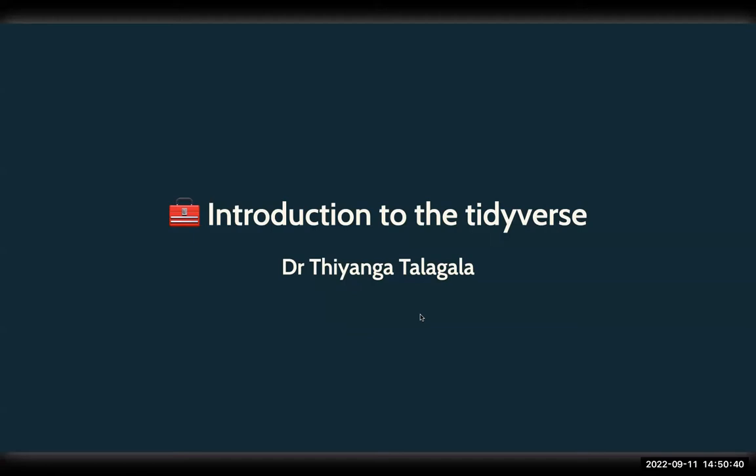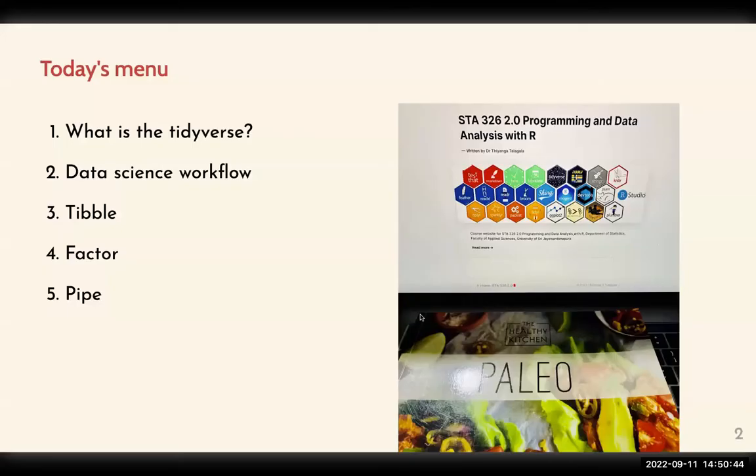Hello everyone, this is an introduction to the tidyverse. In this video, we are going to look at what the tidyverse is and the data science workflow in tidyverse. Furthermore, we are going to talk about table objects, factors, and the pipe operator.